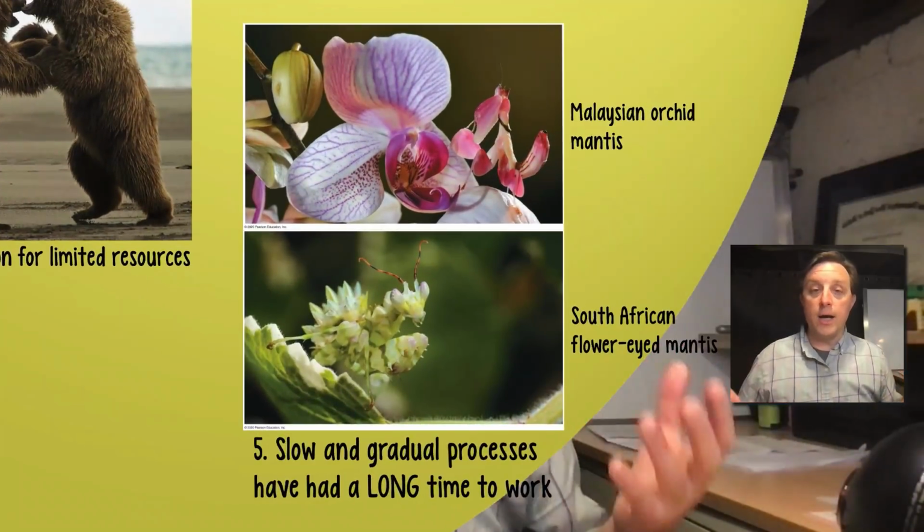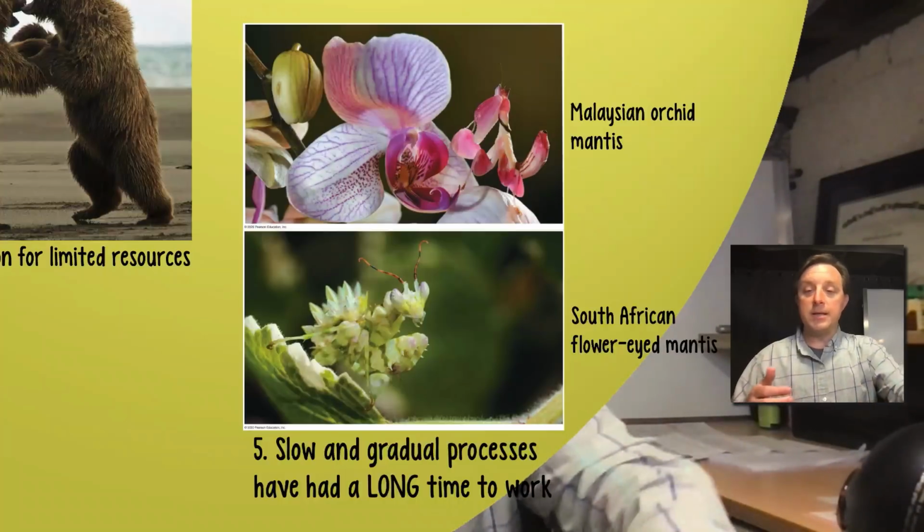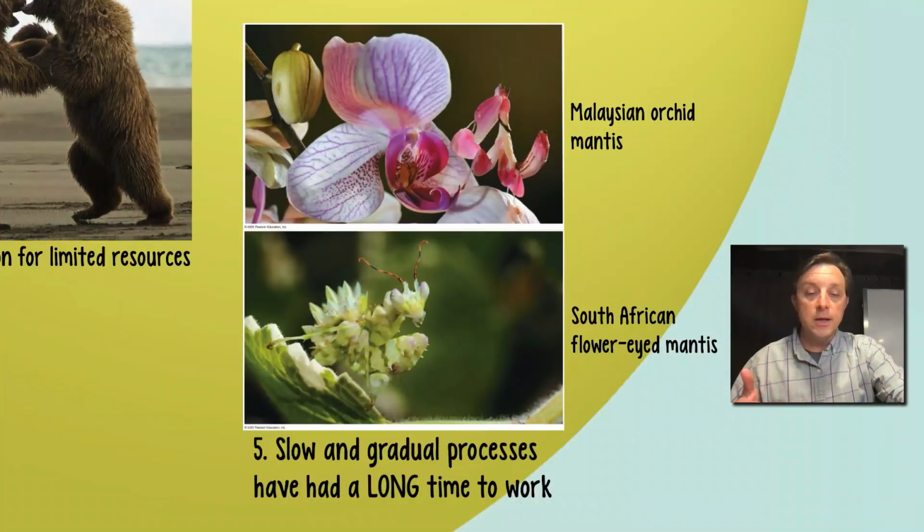This has been going on for millions, or in some cases billions, of years of evolution. So there has been plenty of time for these small changes to accumulate into large differences in the organisms. And that gives rise to the great diversity of life that we currently see on the Earth.